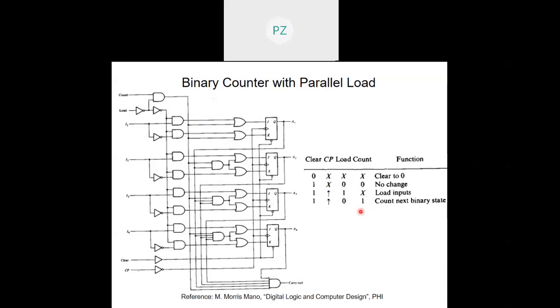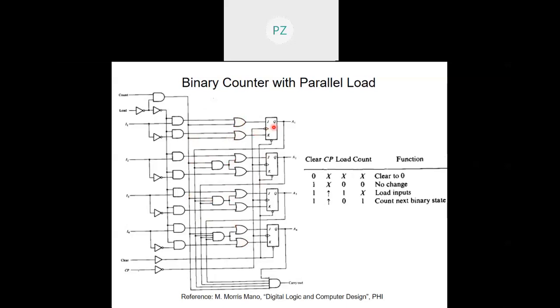Now, for counting next binary state, I need to have 1 at the clear terminal, positive edge of the clock, load should go 0, and count should go 1. When load goes 0, I have this line as 0, entire this line is 0. So correspondingly, this will go 0. When this goes 0, that means the OR gate is enabled. Just as the AND gate gets enabled when you have got one of its inputs as 1, similarly, a 2-input OR gate becomes enabled when one of its terminals is 0. So for all of them, one of the inputs goes 0.